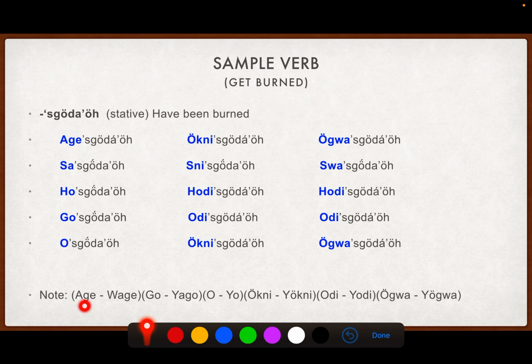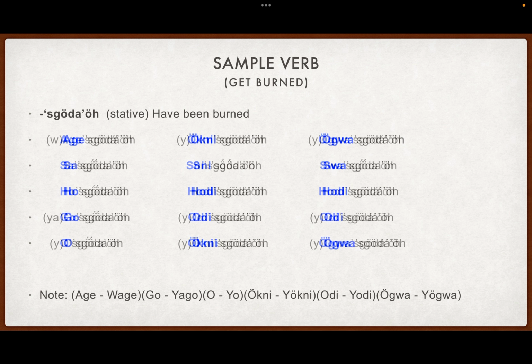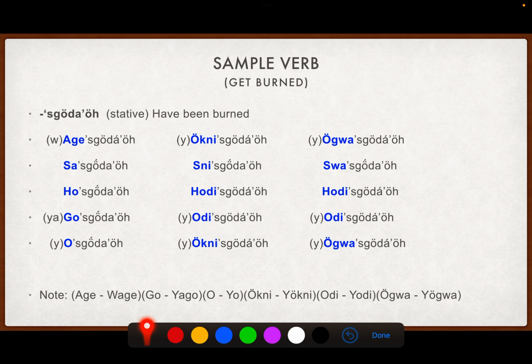And then I make note that age is really wage, go is really yago, onkni is really yonkni, odi is really yodi, and ongwa is really yongwa. So we'll add those in so you can see, because you're going to need stuff like that starts with the letter Y, and we're going to kind of single those out in a little bit. And then this one too, like this one has a W in there. That's not in there right away, but you want to know that those are there.